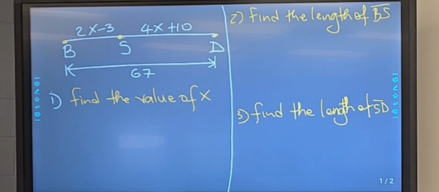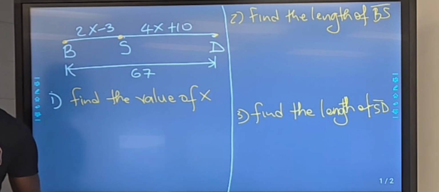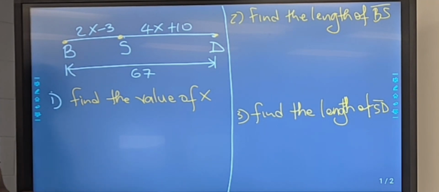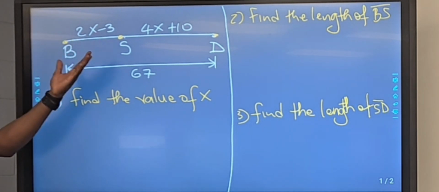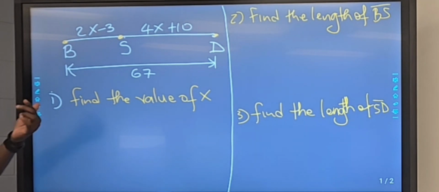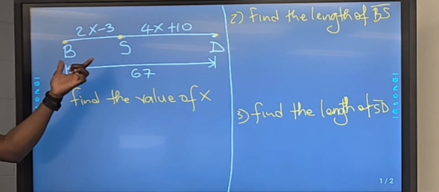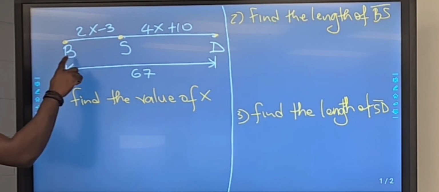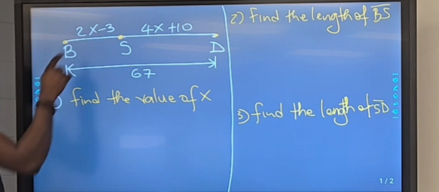Now, what we're going to require of you is to apply algebra in solving these problems. So if you're okay with your algebra 1, you're good. If you're not okay with algebra 1, you won't be good. So basically, take a look at this. We have a well-labeled diagram. Sometimes your diagram may not be labeled, which means that you have to label the pieces. For example, BS is 2x minus 3.